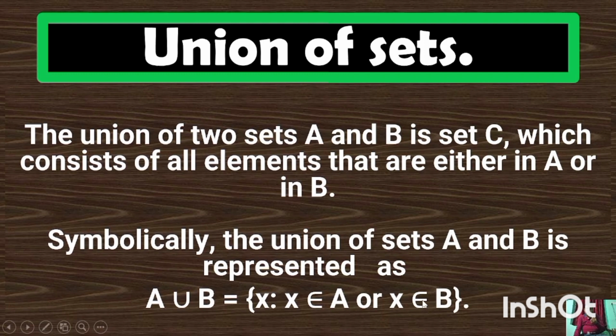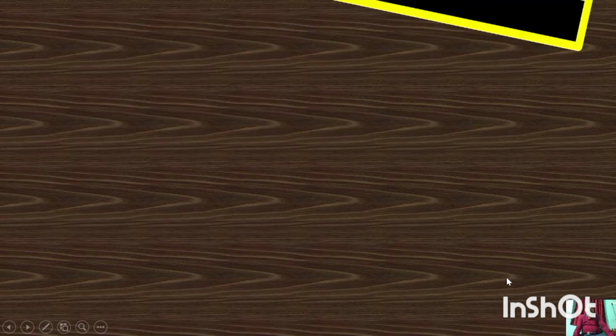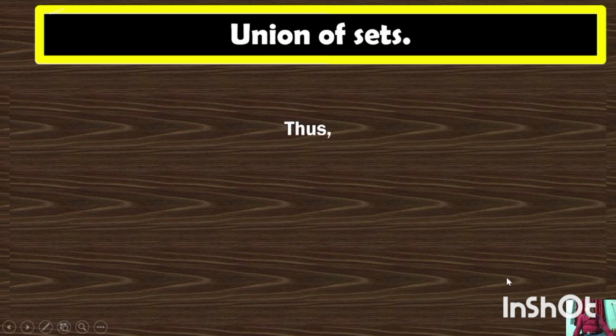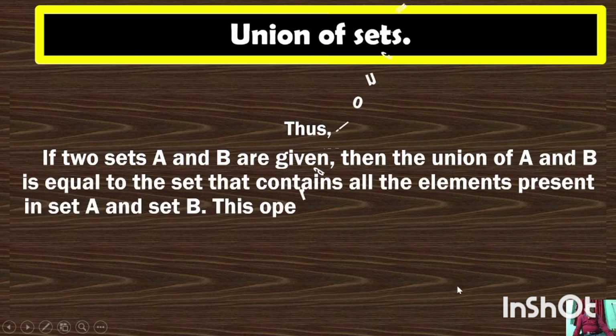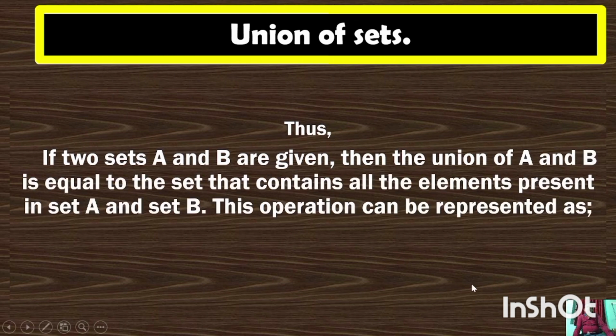Okay, and we can represent it in set builder form: A union B is equal to {x such that x belongs to A or x belongs to B}. Clear? Understand? So this is the set builder method. In the set builder method, we can represent the union set of A and B, A union B, as x such that x belongs to A or x belongs to B. Right? Thus, if two sets A and B are given, the union of sets A and B is equal to the set that contains all the elements present in the set A or in the set B. Understand?